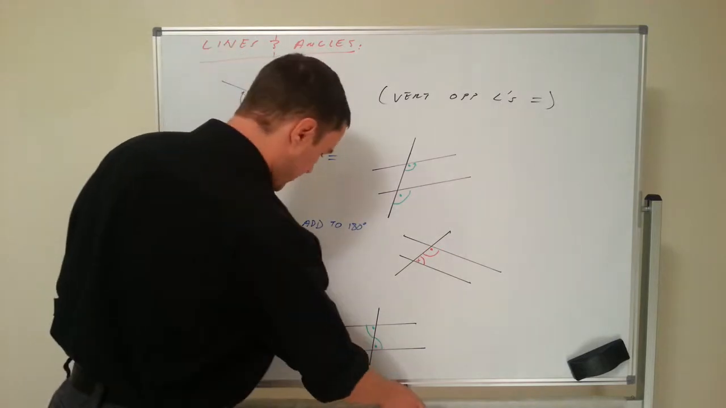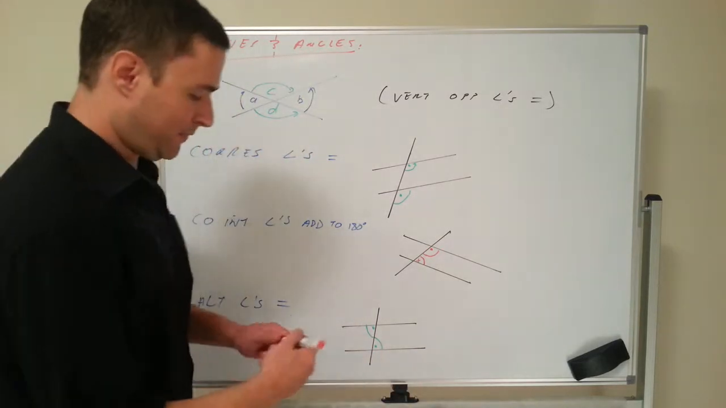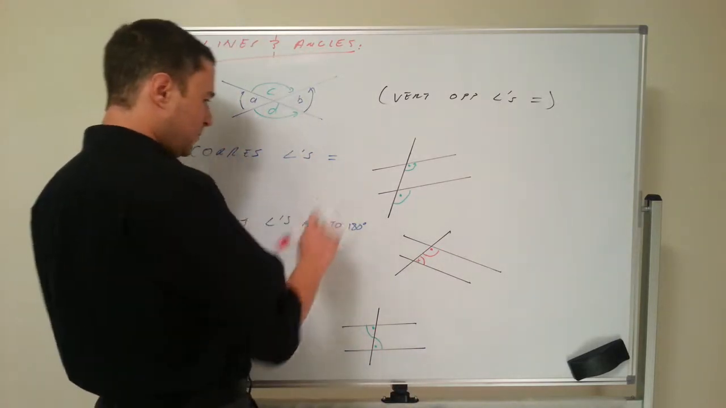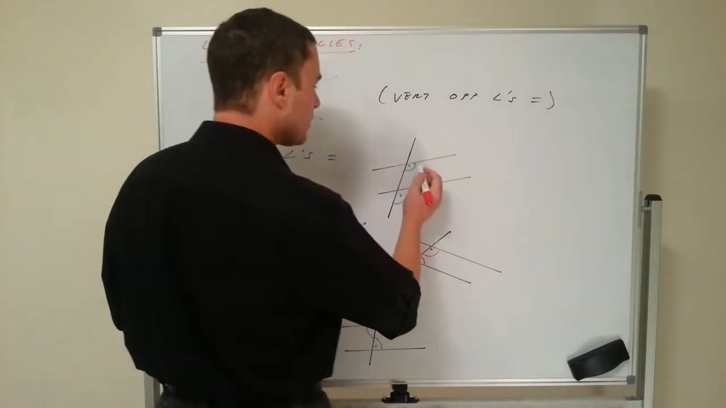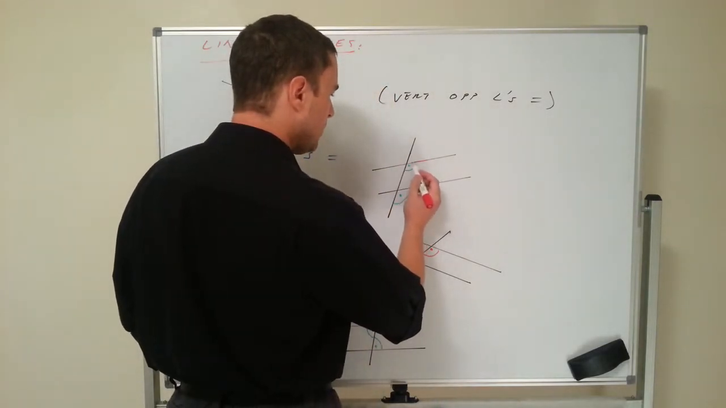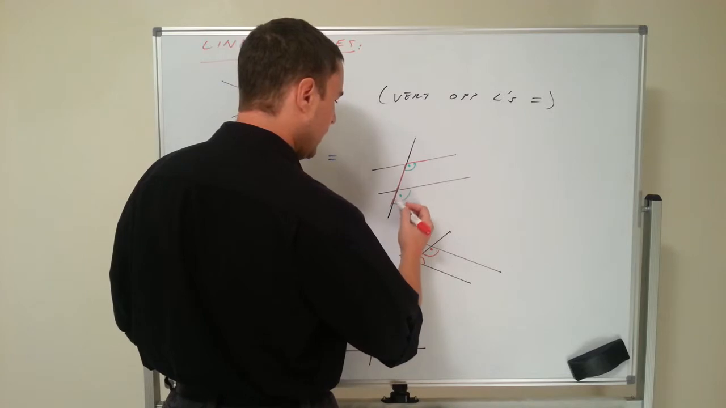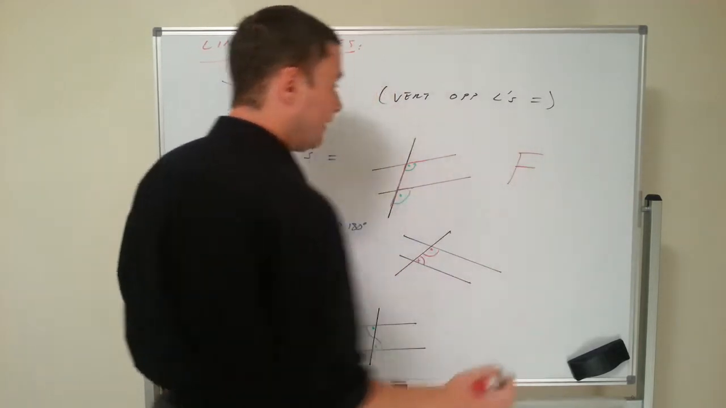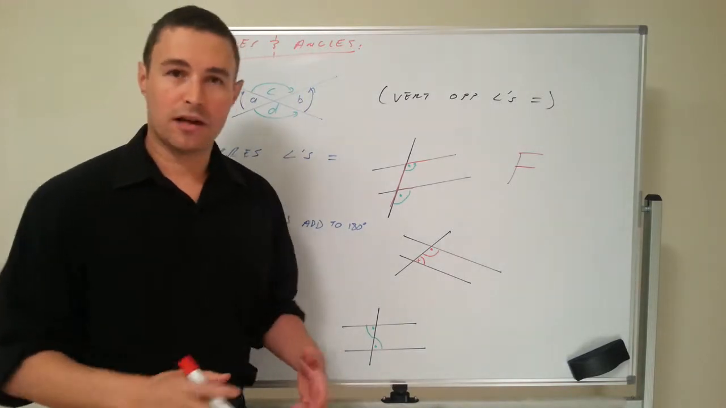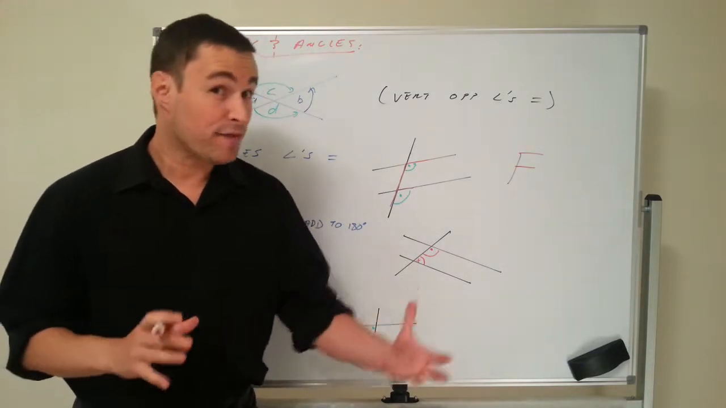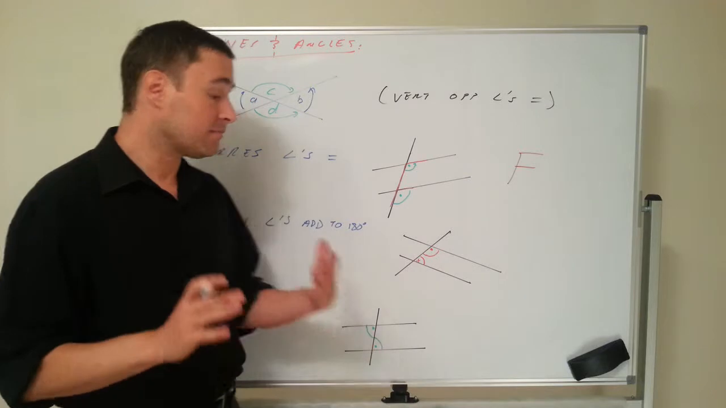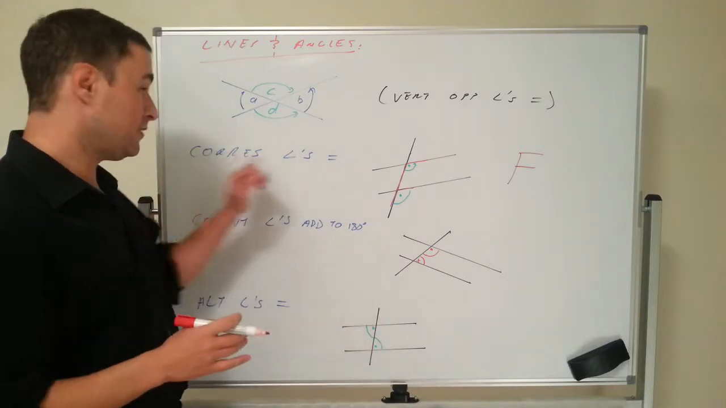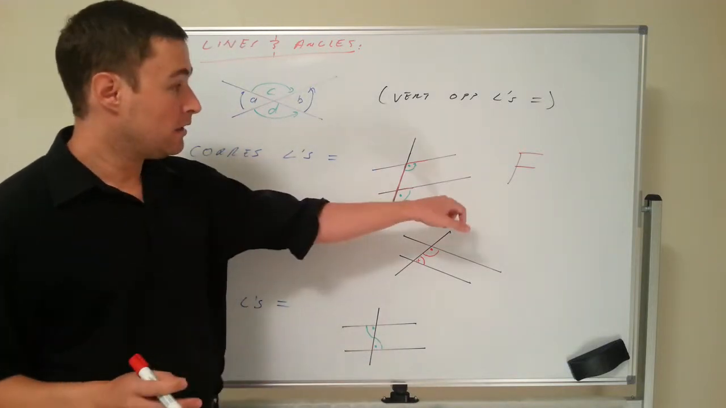Now, very quickly, a way to remember them: corresponding angles make an F shape. I've seen some teachers allow you to refer to it as F angles. I don't agree with that, but you've got to check. I think you should use the right name. Corresponding angles make an F shape.